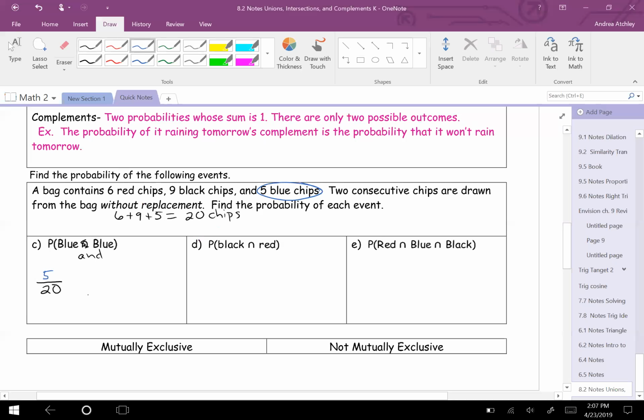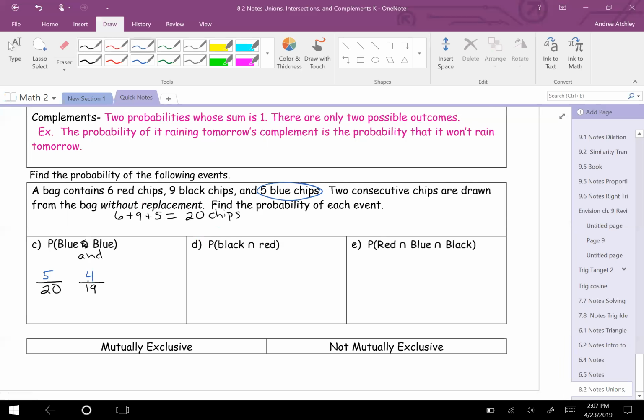Now I've taken that chip out. So now how many chips are in my bag? I've taken 1 blue chip out. How many chips are in my bag now? 19 chips. Okay, I took 1 out, I put it aside. Now I'm going to draw another one. If I drew a blue chip to begin with, how many blue chips are left? 4. I want to pull another blue chip. So that's the probability of each individual event.